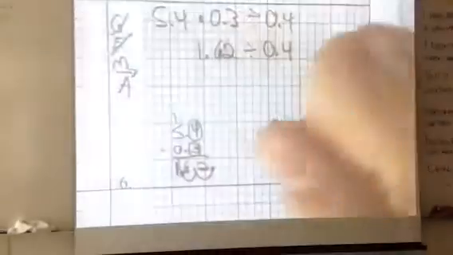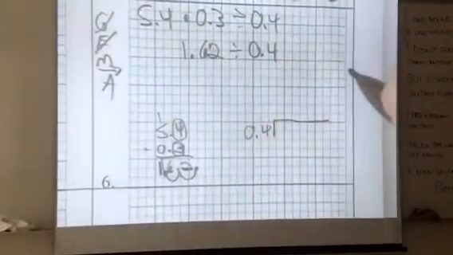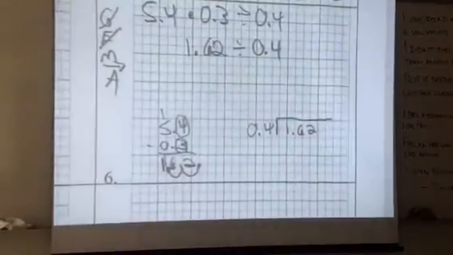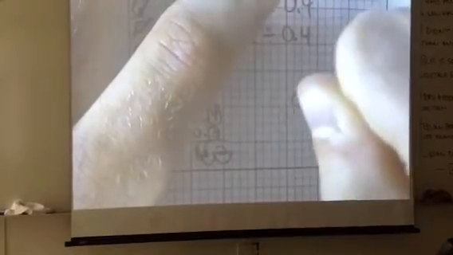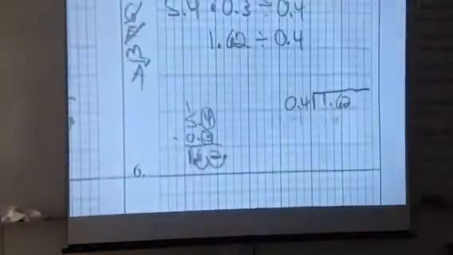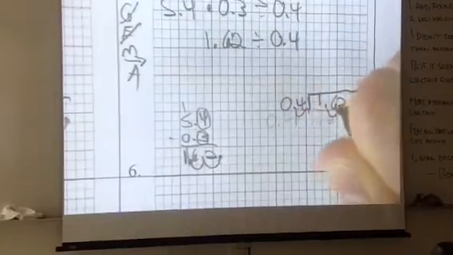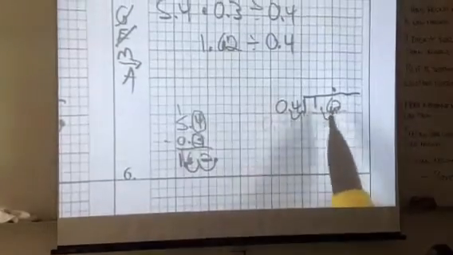So now I just need to divide that out. I've got 0 and 4 tenths. I said 4 hundredths. I meant 4 tenths. 0 and 4 tenths into 1 and 62 hundredths. So again, let's move this up a little bit so we have a little bit more room. 0 and 4 tenths into 1 and 62 hundredths. So what I want to do is move my decimal place over 1 here. If I have a decimal place in my divisor, I want to move it over to make this a whole number, and then move this over 1 in my dividend.